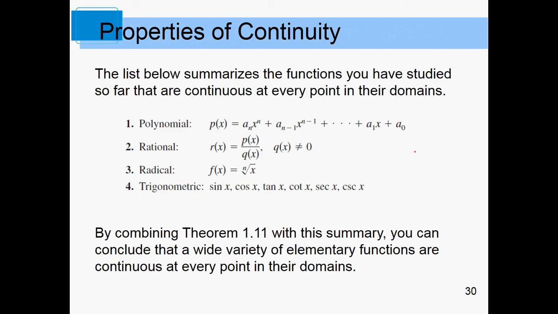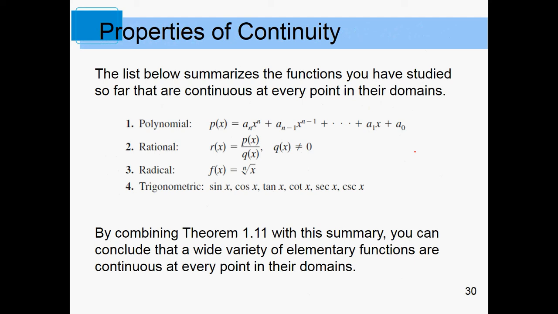So the list below gives us some functions that we've looked at so far that are continuous everywhere in their domain. Polynomials. Why? What is a polynomial? It's just the sum of individual continuous functions, right? Rational expressions, that's just the division of two continuous functions. Radicals, well, they're not what we just did, but we do know that radicals are continuous everywhere in their domain. And all the trig functions we know are continuous because we've graphed them recently.